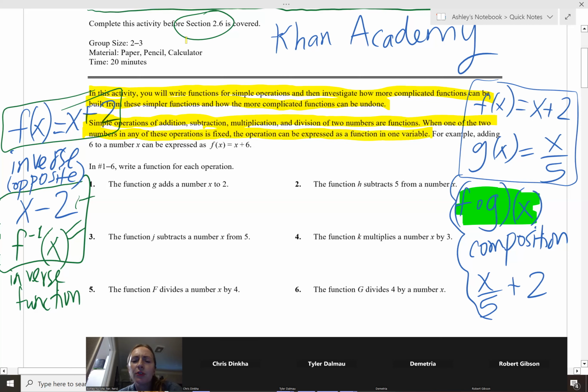But when one of the two numbers in any of these operations is fixed, the operation can be expressed as a function in one variable. All right, well, they're saying something in a different way than we said. Just these examples over here, f and g, those are functions. For example, adding 6 to a number x can be written as f of x is x plus 6. So similar to what we wrote, but we wrote x plus 2.